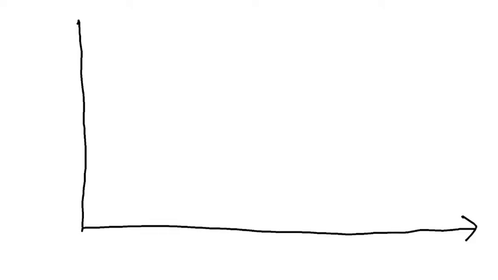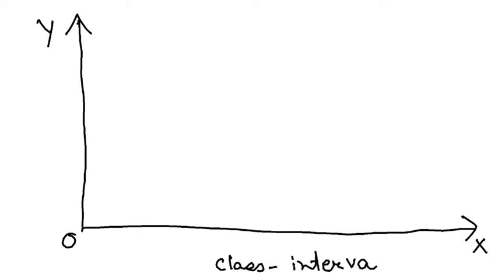In order to draw the histogram, first you have to draw the two axes. So I shall draw the y-axis here, and then I shall draw the x-axis this way. Alright, I'll write the origin O, this is x and this is y. Now in the x-axis we'll plot the class intervals. So I shall write class intervals here. I have to plot the class intervals in the x-axis, and in the y-axis we are going to put the frequency. So I'll write frequency here. Alright, so the frequency will go this side.